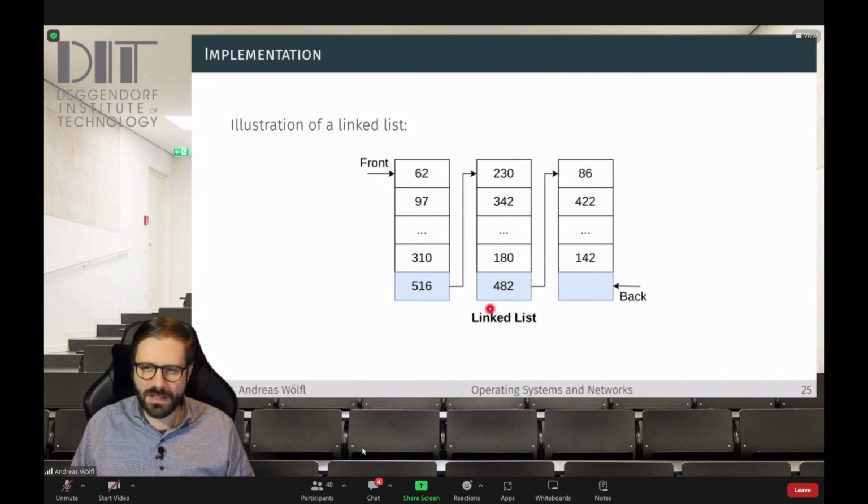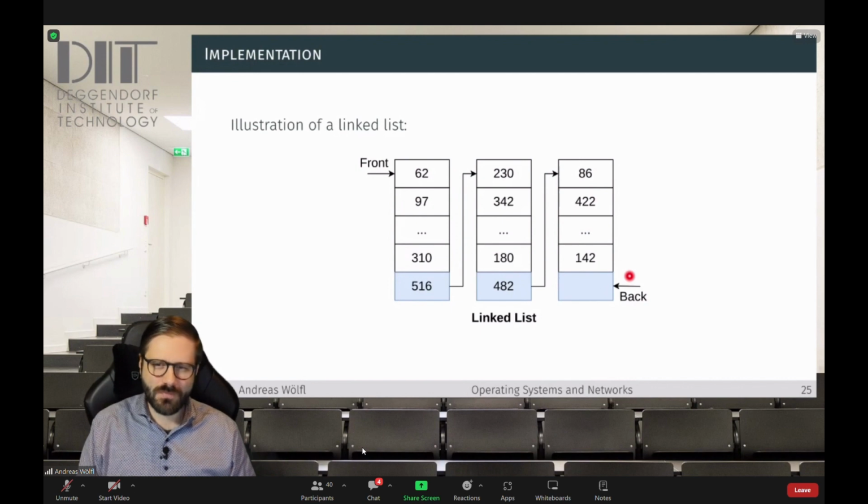Again, 482 is not a free block. It's a reference to the next chain of our list. So the next free block would be 86, because it's the first element of our third chain in our linked list, which is block 482. If there is no reference to a next chain in the list, then we know we reached the end of the linked list, and then the list is complete.